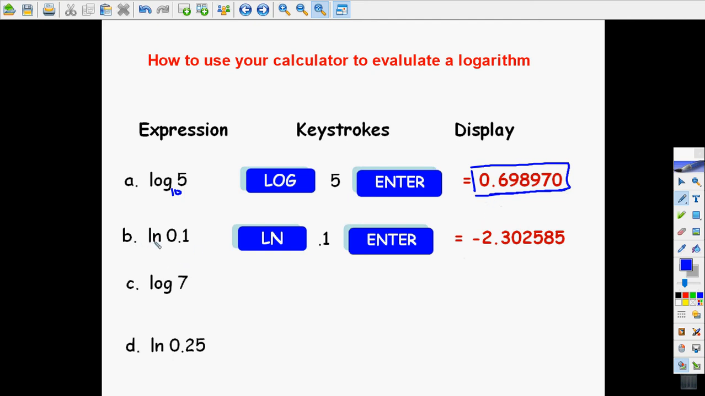All right, so natural log, you just hit the LN key, you hit 0.1, you push enter. Again, if you have one of the backwards calculators, you have to do 0.1 LN. The backwards calculators have that yellow second key on them.